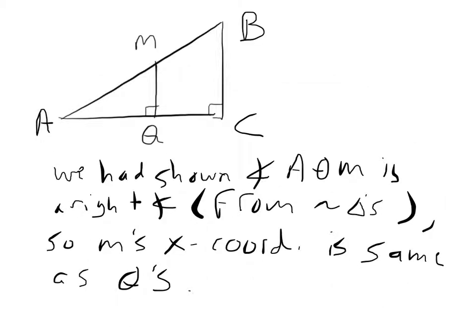Again, a reminder that Q and M have the same X coordinate because from the similar triangles, the corresponding angles being congruent, since C is a right angle, angle MQA is a right angle, therefore MQ and BC are both vertical segments, and we know that all the X coordinates on vertical segments in the coordinate plane are the same.